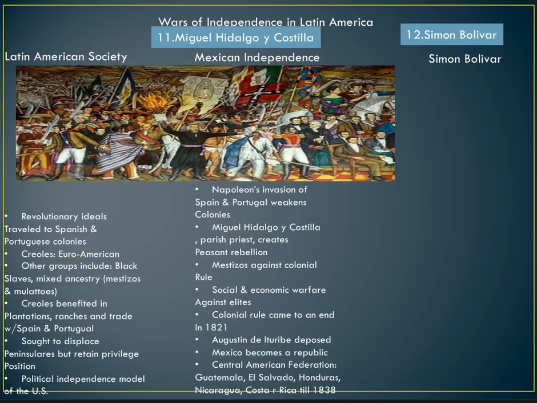We also see the Central American Federation develop, which included Guatemala, El Salvador, Honduras, Nicaragua, and Costa Rica, until 1838.